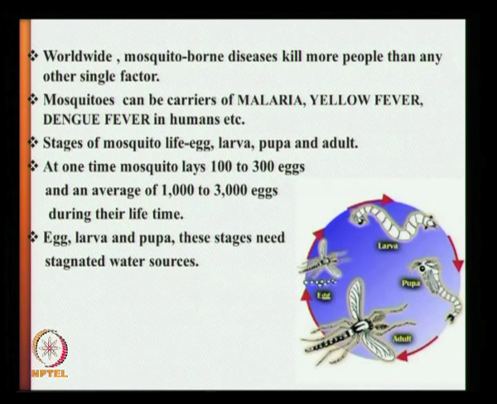Worldwide, mosquito-borne diseases kill more people than any other single factor. Mosquitoes can carry diseases like malaria, yellow fever, and dengue fever, which is the most common one in humans. The stages of mosquito life are egg, larva, pupa and adult. One mosquito at one time can lay up to 100 to 300 eggs and an average of 1000 to 3000 eggs.